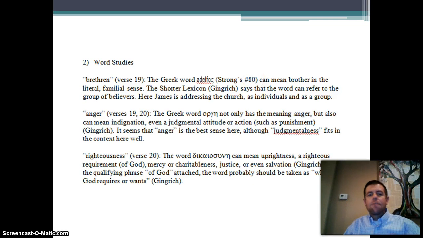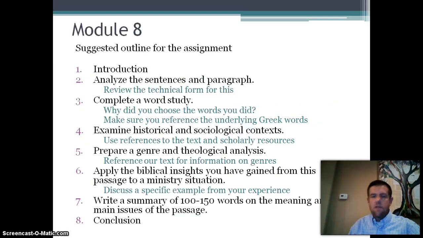Then talk about the range of meaning. What are some of the ranges of meaning? It can mean brother in a literal, familial sense. Or in this other Gingrich resource, it says it can refer to a group of believers. So you have that, and then tie it back into the actual passage that we're interpreting. So in our instance, Philippians, what does this have to do with Paul and what he's trying to say? Now that we know this word a little bit better, how does that help our interpretation? So your word study should include all of that.